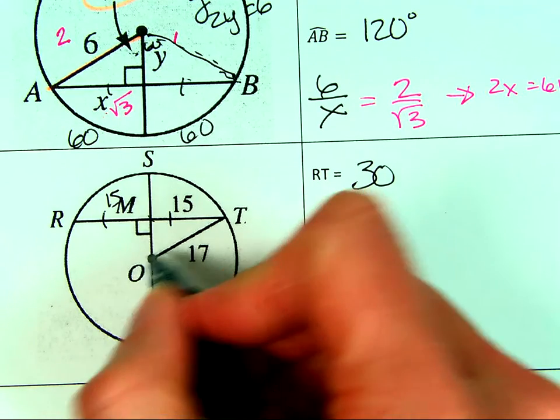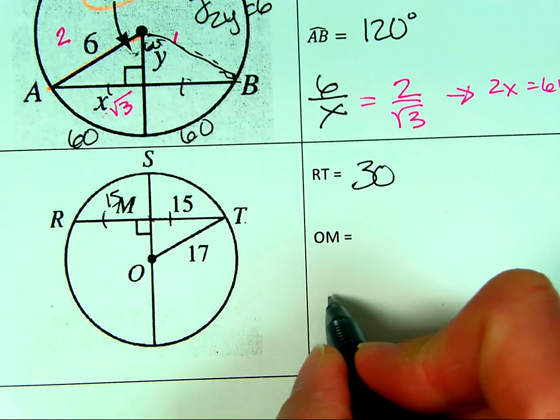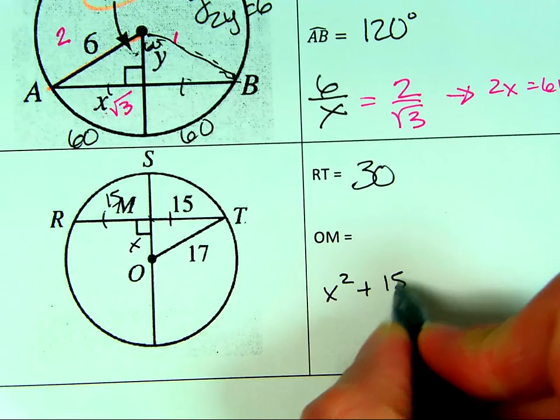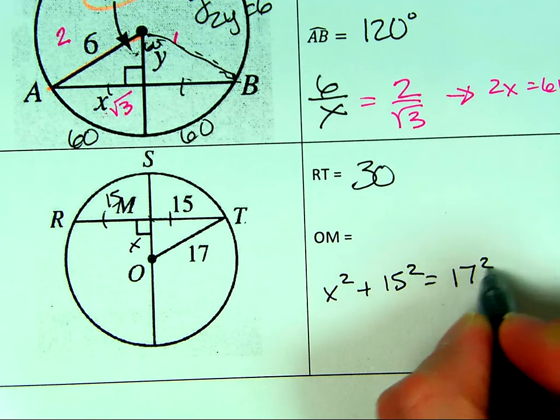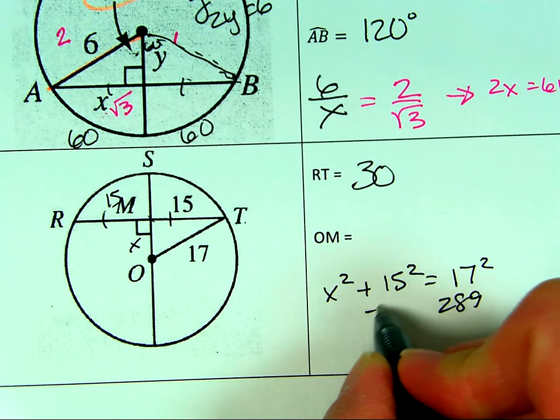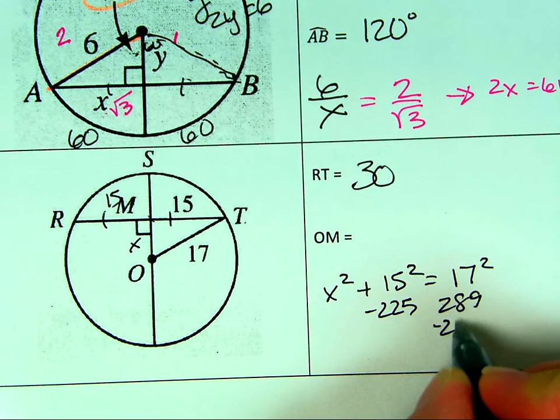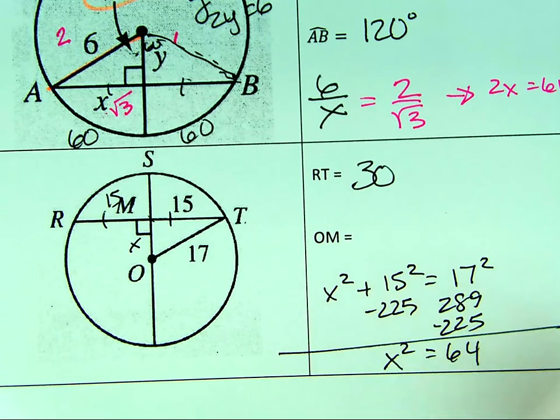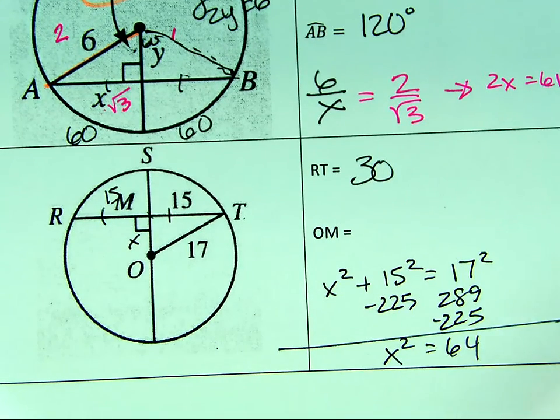So OM is going to be a squared plus b squared equals c squared. I don't know what this is, so I'm going to call it x. So x squared plus 15 squared is 17 squared. That's 289 minus 225. And x squared equals 64. And if you take the square root of that, you get 8. So OM is 8.